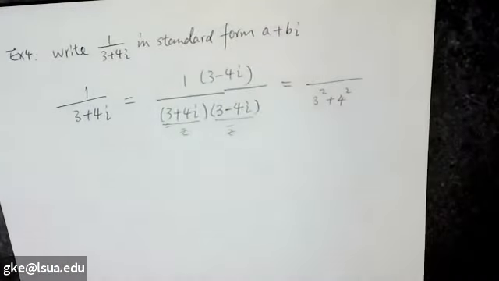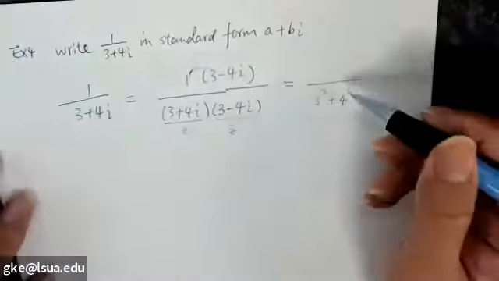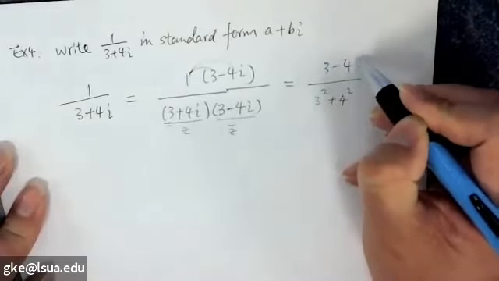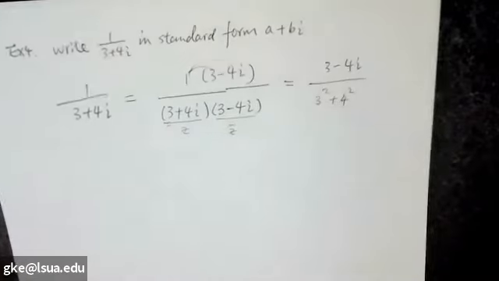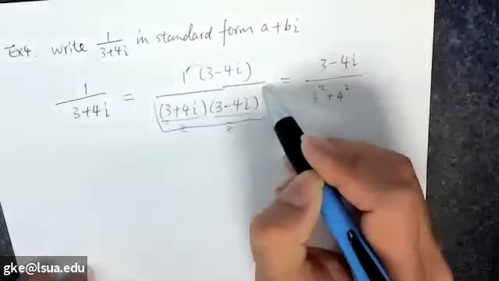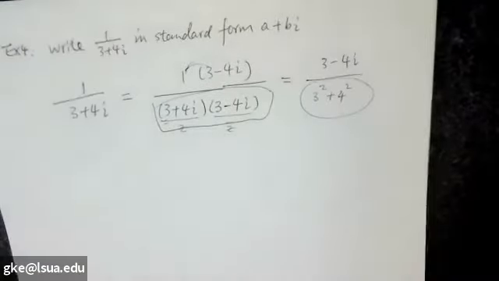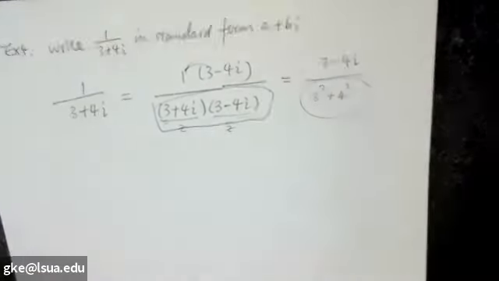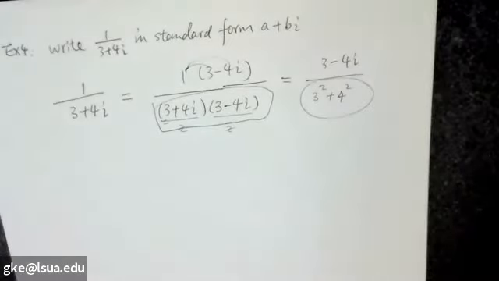That's it. That's the formula, right? We just learned. So for the numerator, 1 times this guy is going to be itself, right? Doesn't matter. 1 times 3, 1 times -4i is going to be -4i. All right. Is that clear for you guys? The key part is here. We use the formula. Real part square plus imaginary part square. That's it. Okay.